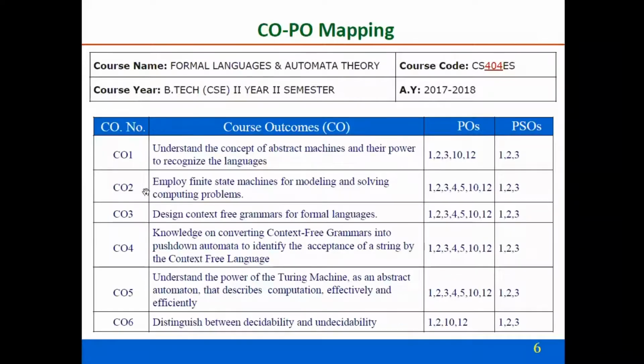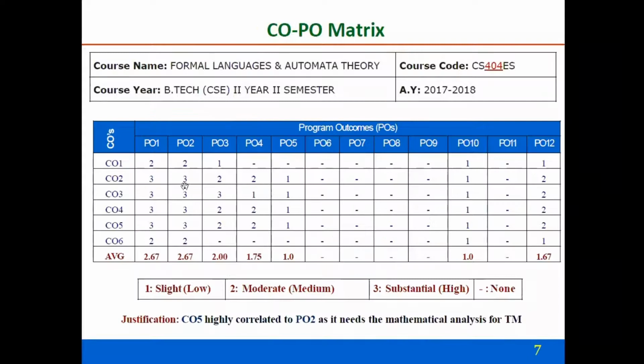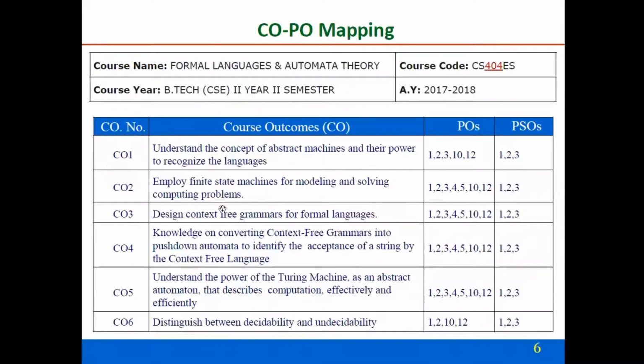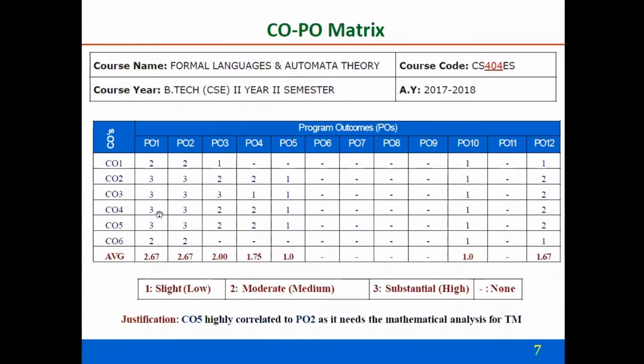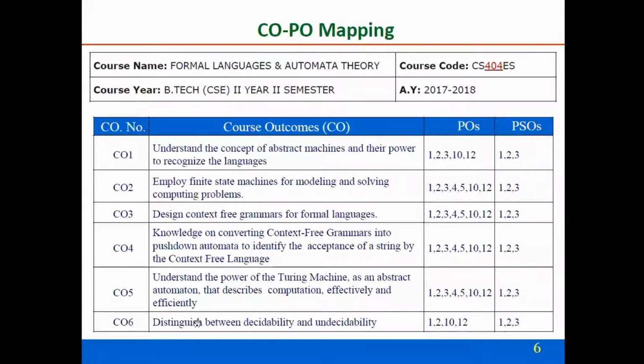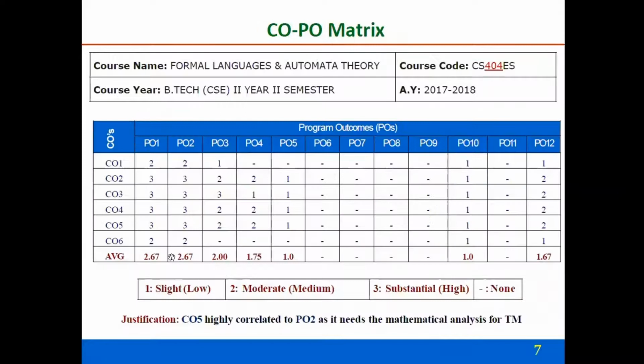Similarly, CO2 mapping with 1, 2, 3, 4, 5, 10, 12. Carefully, in the previous table, whatever POs are there, only those POs we have to address. Remaining you can keep hyphen or blank initially. Then similarly CO3: 1, 2, 3, 4, 5, 10, 12. And so on. CO6 here you can see 1, 2, then 10, 12, like that. Now the corresponding mapping entries are identified, remaining you kept as hyphen or blank.